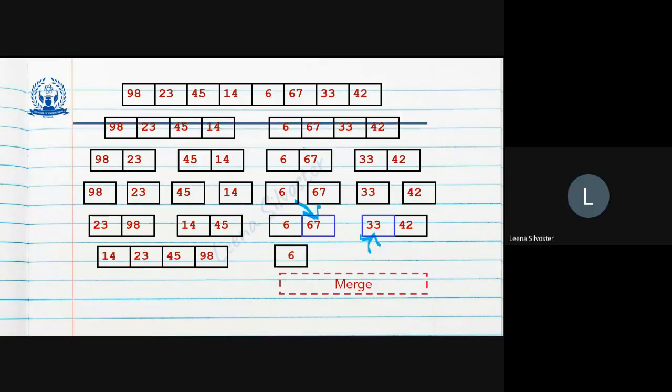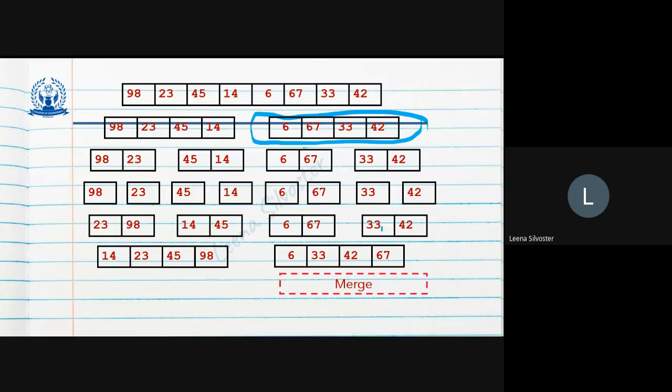So after this, we will move 33. So 33 is used. So again, the pointer will be moved to 42. Here the pointer is at 67. We will compare 42 and 67. So which is smaller? 42. So we will place 42 here. After that, we will place 67. So this four element sorting is over.